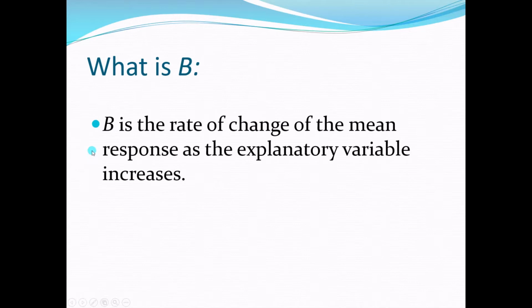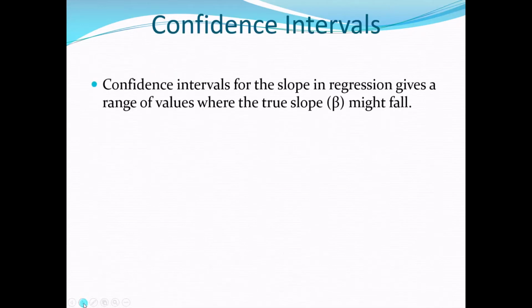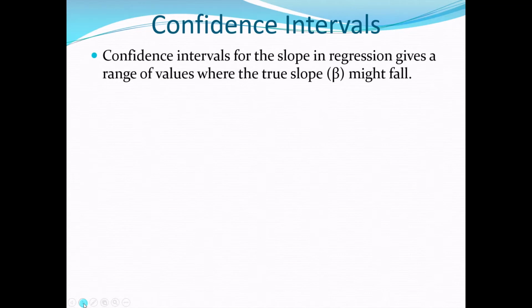We don't know what this true slope is for the population relationship or the rate of change, but we can work off of sampling, and that's what we're going to do. So confidence intervals for the slope and regression will give you a range of values where we believe the true slope or beta might fall, and we're going to be such and such confident, so that if we are 95% confident, that means if we were to repeat building confidence intervals with different samples of the same size, that out of, say, 100 of them, we would expect 95 to actually capture the true slope for the population. You know how this works.